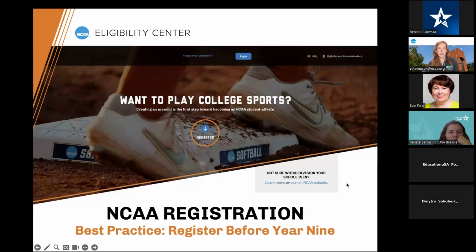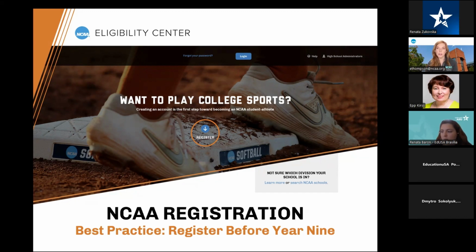As I mentioned earlier, the first step in this process is to register with the NCAA. We recommend students do it as young as year 9, but we understand that many international students are not learning about this process until later on in secondary school or even sometimes after secondary school. So the first step in the process is to register with the NCAA.